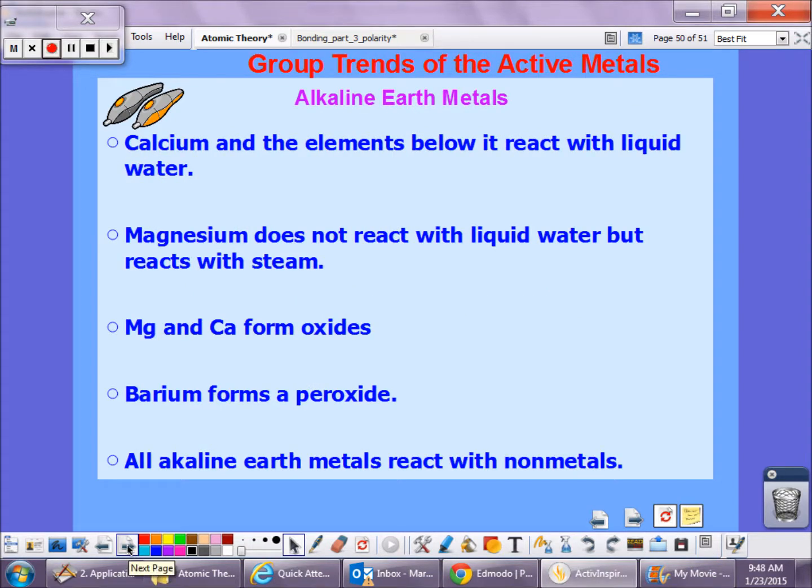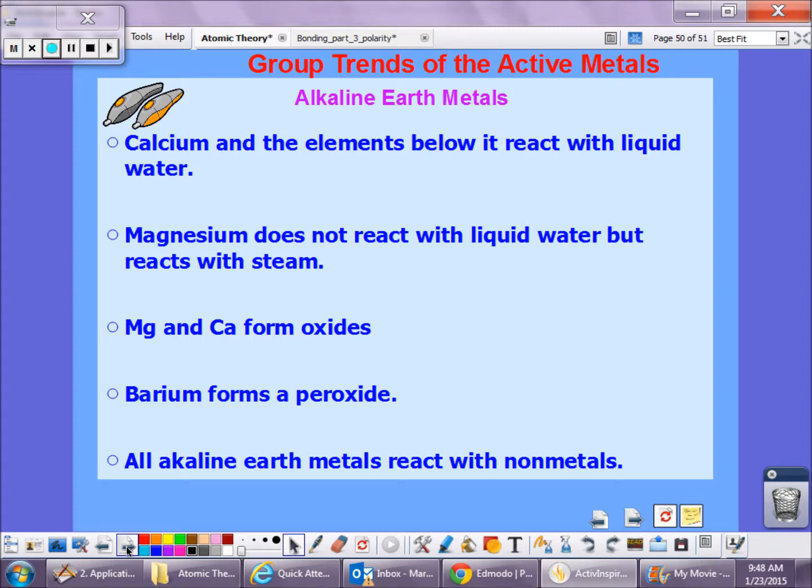Alkaline earth metals, calcium and the elements below it, react with liquid water. Magnesium does not react with liquid water, but reacts with steam. Magnesium and calcium form oxides. Barium forms a peroxide. All alkaline earth metals react with non-metals.